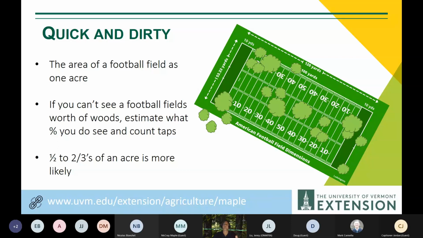Like all quick and dirty things, they'll get you a little bit of information, but it's not going to be the most accurate by any means, and it could cause you to make some choices in terms of buying materials or hiring installers or any number of things that you may wish you had done a little bit more high quality inventory.